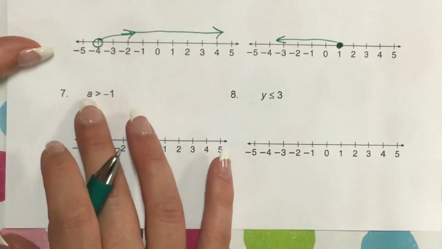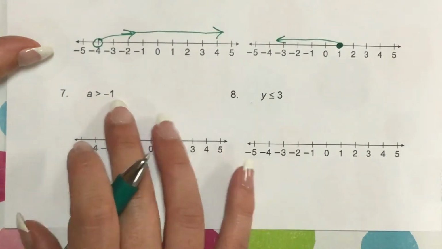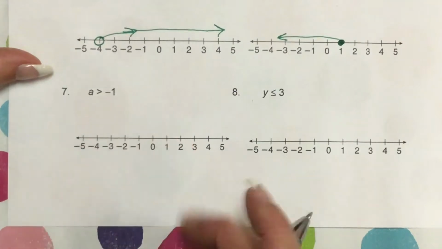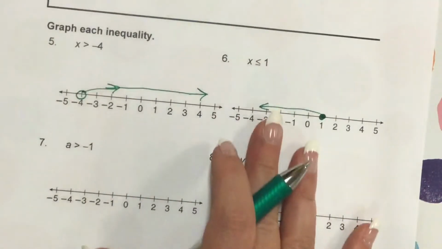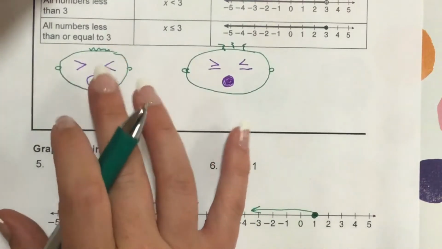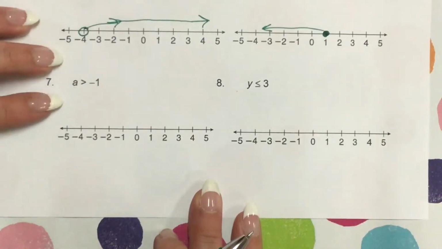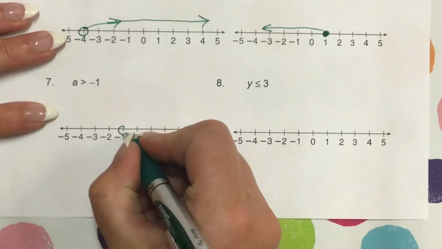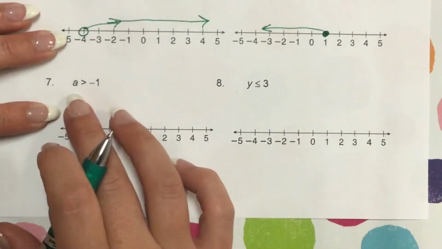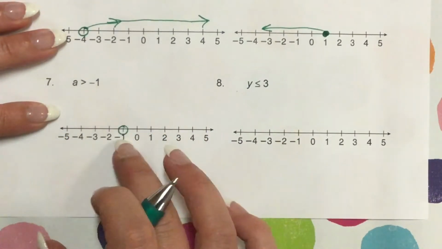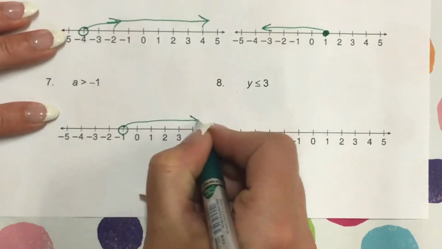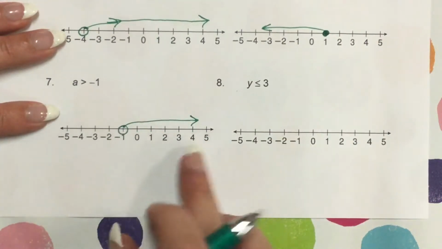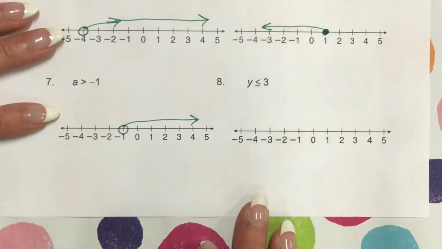Let's do this one, 7. A is greater than -1. So we're going to go to -1. It's greater than, it's not equal to, so that means that we're doing an open circle. So we're going to put an open circle on -1, like that. And A is greater than. So all the numbers that it's greater than, it doesn't include -1, it's everything bigger than -1. So it's going to be all of these numbers because all those numbers are bigger than -1. Okay, perfect.